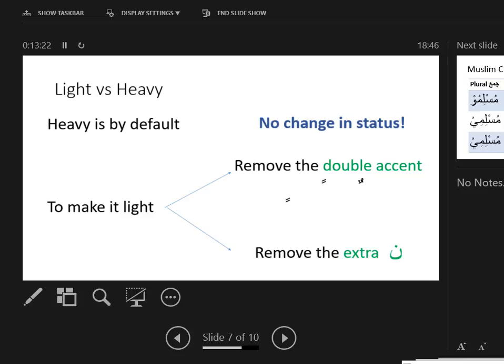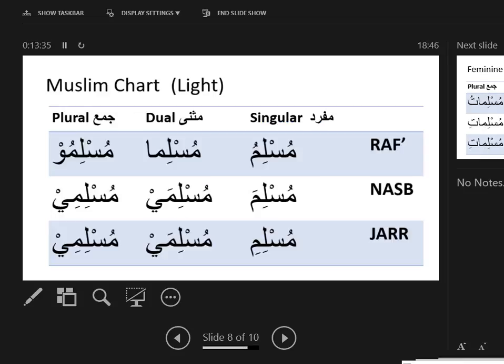And no change in status. So all the status is still the same. If it's Rafa in the first place, it will be the same, Rafa. So your Muslim chart will be like this. Muslimu, Muslimah, Muslimi, Muslimah, Muslimai, Muslimai, Muslimu, Muslimi, Muslimi. But remember how to end the word. It should have the yeah and wow.